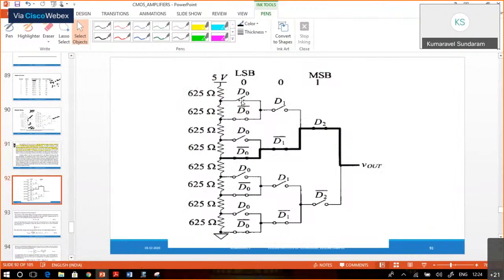This is one simple conversion example for 001. What all the switches will come into effect. So this is how in UG we will be studying the resistor DAC.